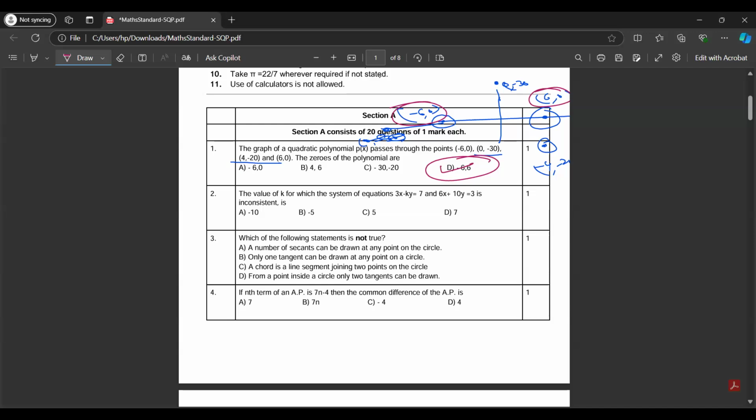Dharya, Abhinav, Aryan, Sumuk? Yes, ma'am. Moksha? Yes, ma'am.